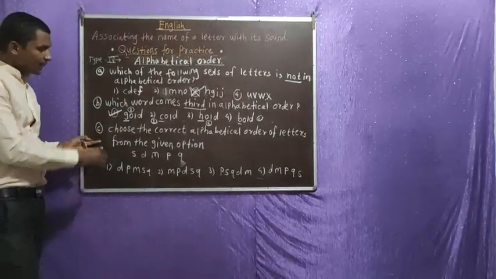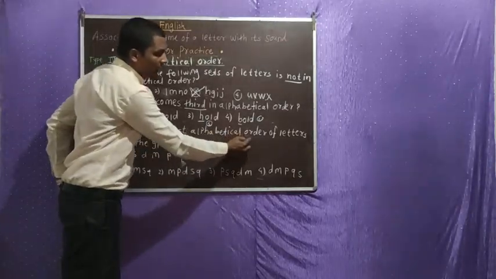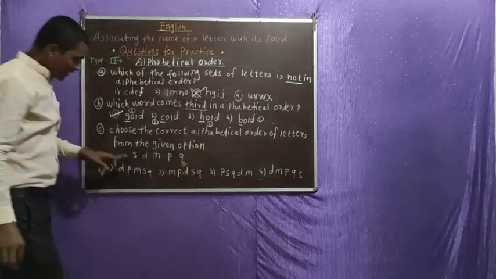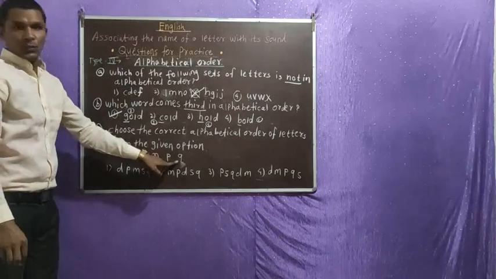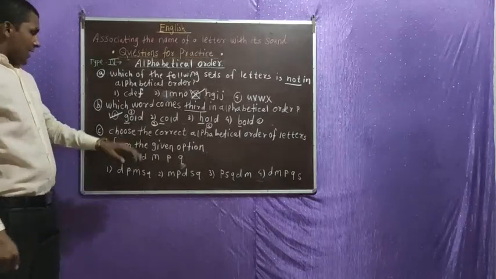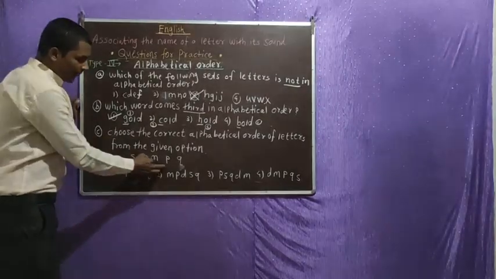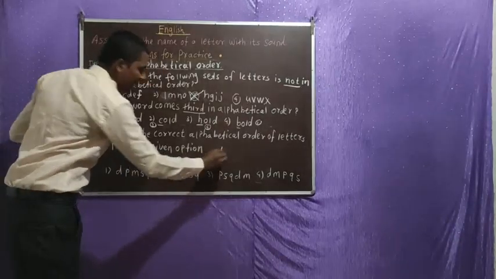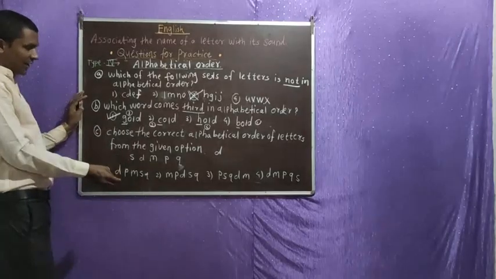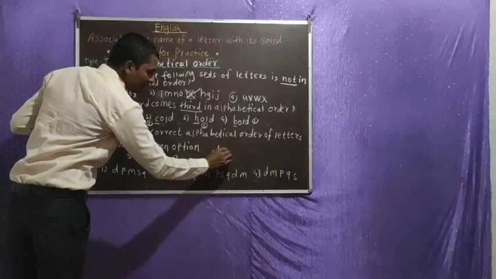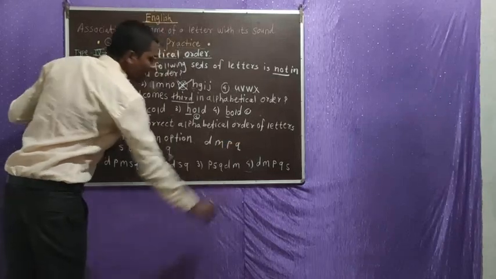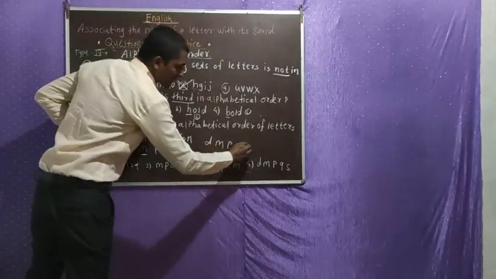Now see the third question. Choose the correct alphabetical order of letters from the given options. Here, S, D, M, P, Q. Once again, if you read from A to Z, you will see which letter comes first. Here D comes first. Then second, A, B, C, D, E, F, G, H, I, J, K, L, M. M comes second. N, O, P. P is third. Q is fourth. And S is the last letter.